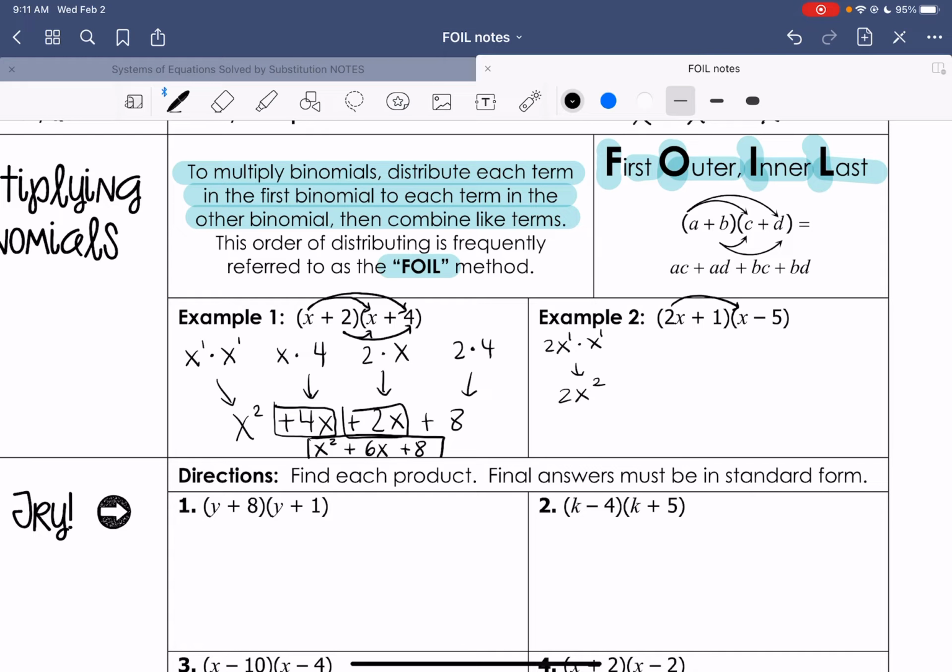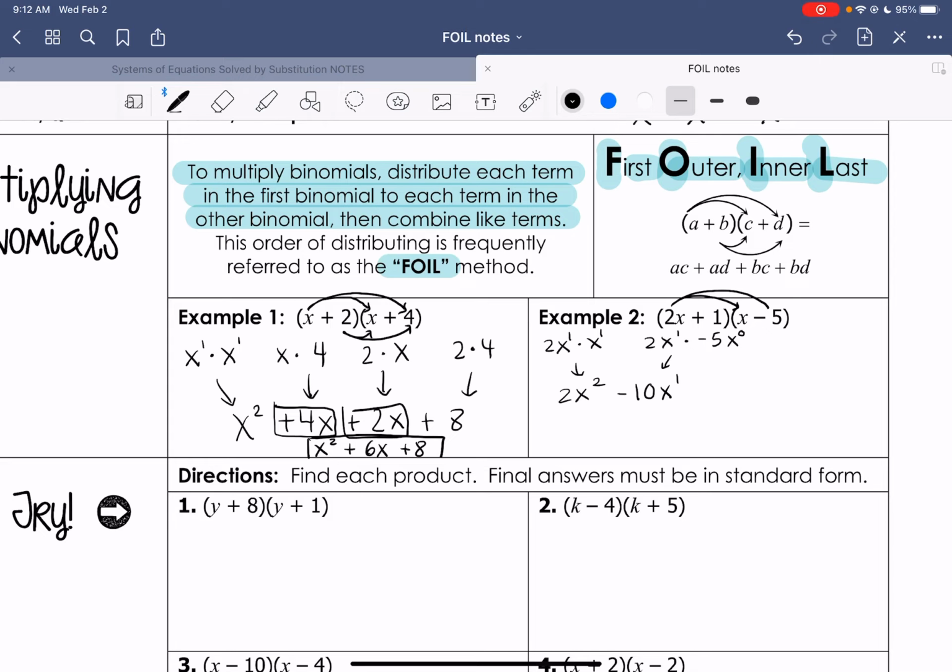And then we go outer, 2x times negative 5. So we multiply the coefficients. And if you want to think about it like this, if it's confusing, don't do it. But I can look at this negative 5 and think of it as x to the 0 power, so that when I simplify this, I know that it's going to be a negative 10x to the first, because 1 plus 0 is just 1, or x by itself.